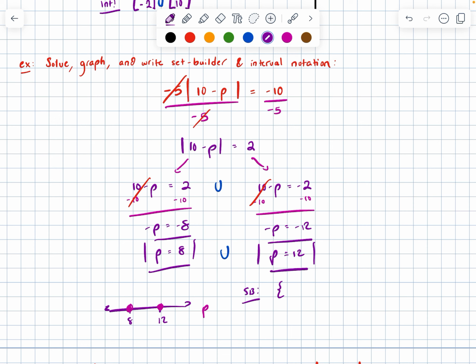Set builder, right? I'll write my shorthand here. Again, my squiggly bracket, in my solution set are just 8 and 12. 8 is smaller, so it would go first, followed by the 12, and then we'll close our squiggle. And then our interval notation, I'll start with a bracket around the 8, or I could be at 12.